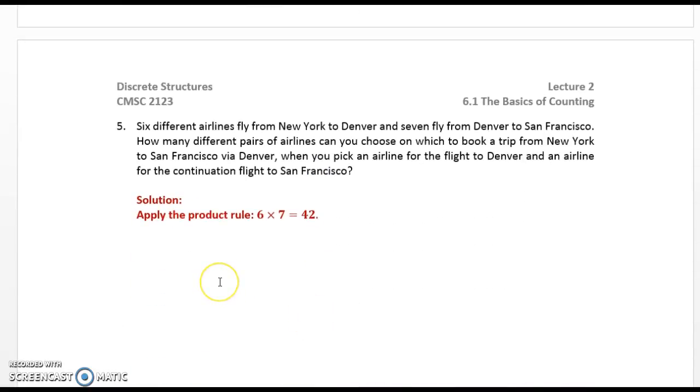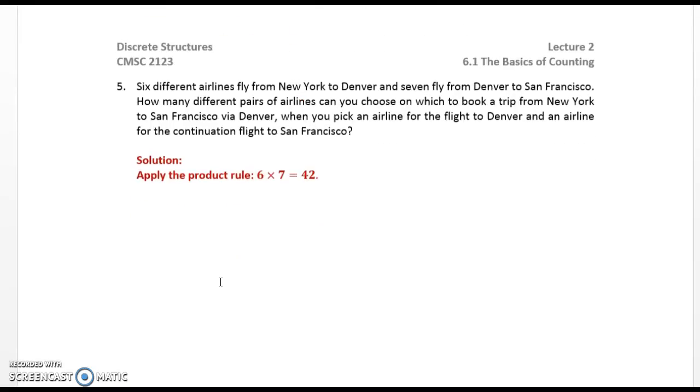Here is a question that's like the ones that you'll have to do. 6 different airlines fly from New York to Denver, and 7 fly from Denver to San Francisco. How many different pairs of airlines can you choose on which to book a trip from New York to San Francisco via Denver when you pick an airline for the flight to Denver and an airline for the continuation flight to San Francisco? Apply the product rule. 6 times 7 is 42.